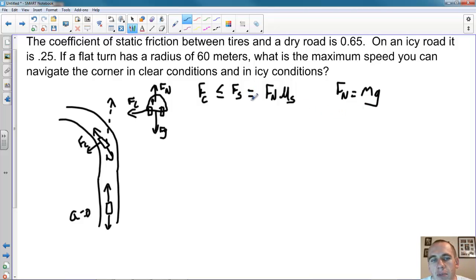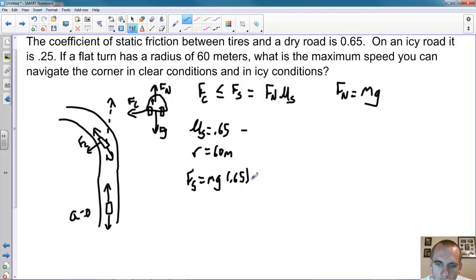What is the maximum speed you can navigate the corner in clear conditions? We're going to start with that. With clear conditions, my coefficient of static friction is 0.65. I know the radius is 60 meters. How can I get a speed from this? If I know the coefficient, my maximum static frictional force is Fs equals mg times 0.65. I don't know m, so I'm just going to leave it as m, but I know g is 9.8. So 9.8 times 0.65 gets me 6.37. So the static frictional force is m times 6.37.